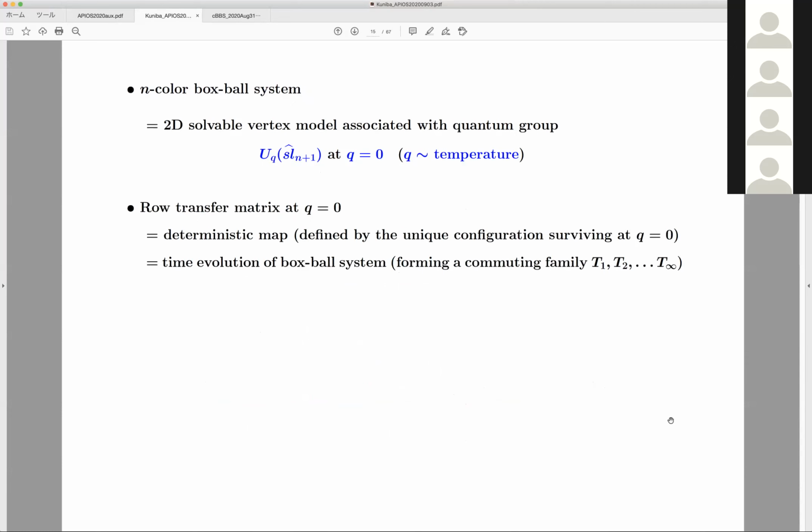Then you can introduce a transfer matrix in a standard way, but take the q→0 limit. Then there is a very special good gauge where it becomes a deterministic map defined by the unique configuration which survives at q equals 0. And that gives you the time evolution of the box-ball system. And it actually forms a commuting family, T1, T2, and T infinity.